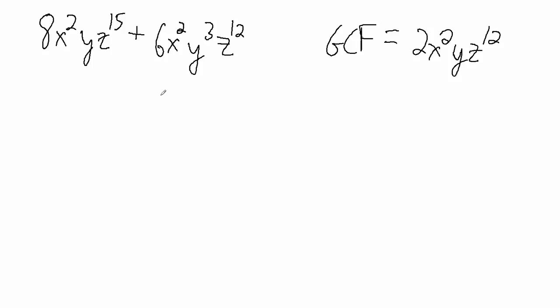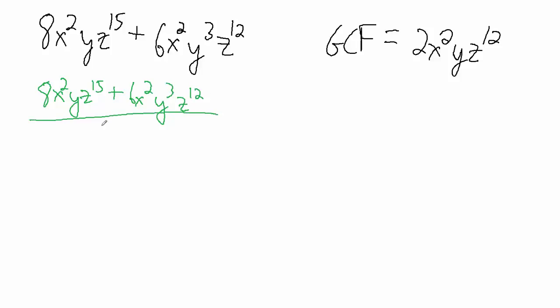z to the 12th. Okay, now we're just going to use this greatest common factor to factor or divide out from this algebraic expression here. So just like before, 8x squared y times z to the 15th plus 6x squared y cubed z to the 12th divided by the greatest common factor, which is 2x squared y times z to the 12th. And just like before, split it up into two separate fractions.